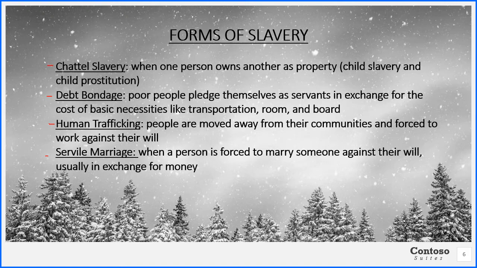The third type of slavery is human trafficking. So this is obviously still a very big global business, unfortunately, where people are moved away from their communities and forced to work against their will.